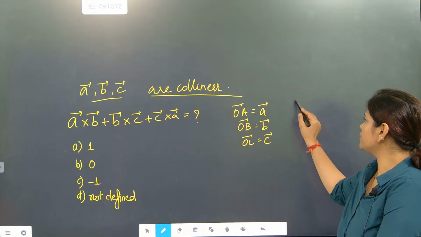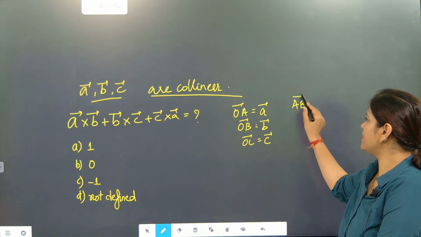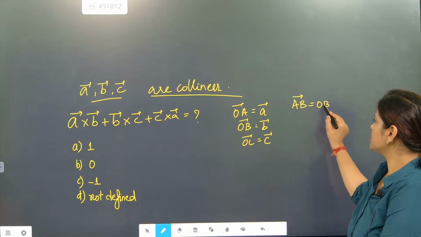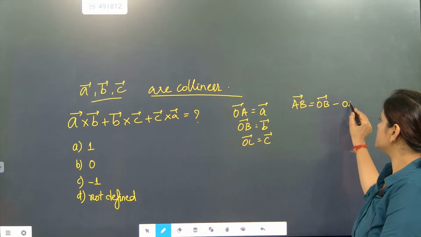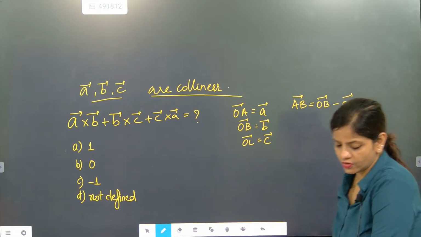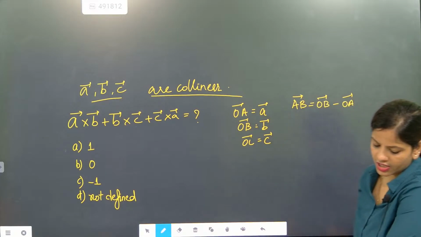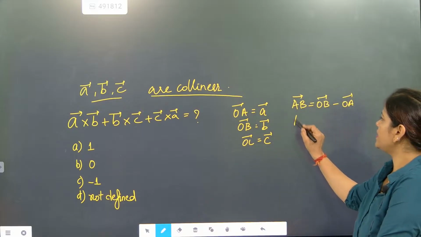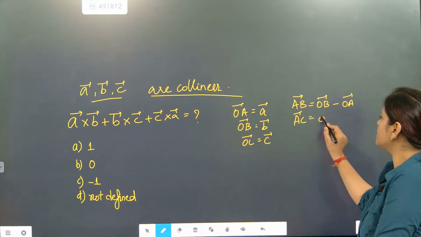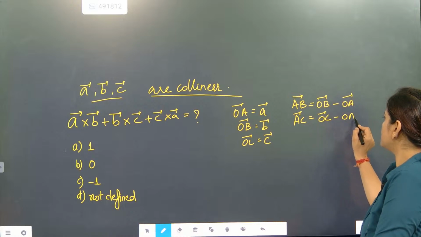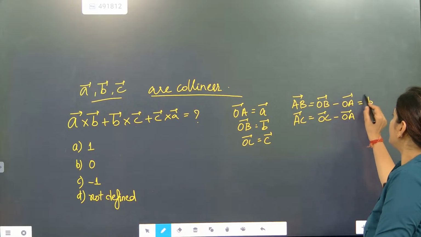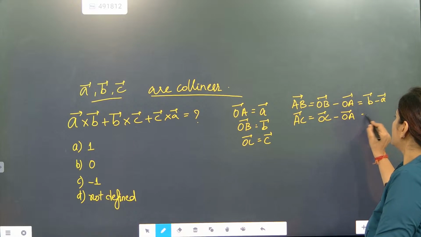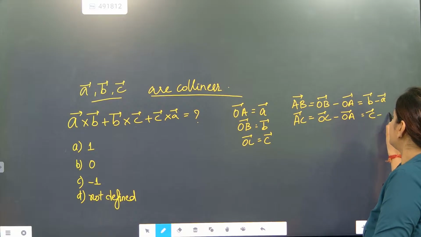So the first work is we will find AB vector. AB vector is OB minus OA. Come on, note down. AB vector will be OB minus OA. Now we will find AC vector. AC vector will be OC minus OA. So it will become B vector minus A vector, and this one is C vector minus A vector.